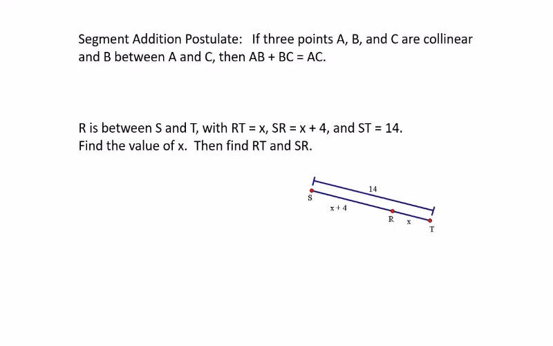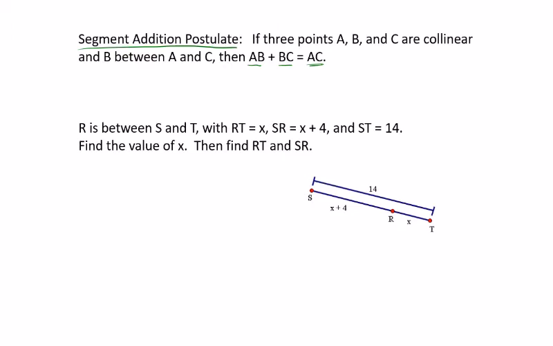All right, so here, get out your note card so you can write down this postulate. So we have the segment addition postulate. The segment addition postulate says that if you have 3 collinear points, in this case A, B, and C, and if B is between A and C, that means that the length AB plus the length BC has to equal the length AC, right?